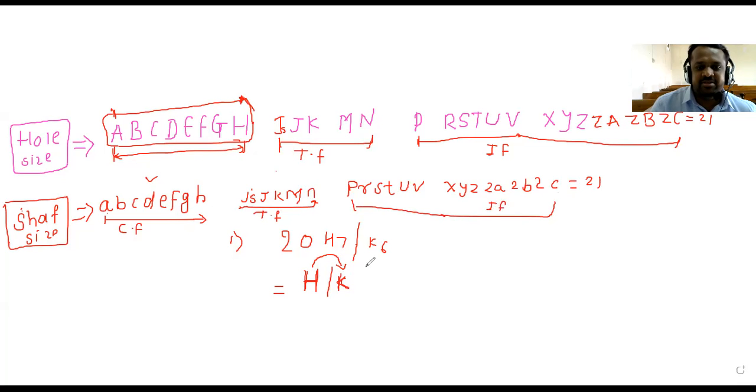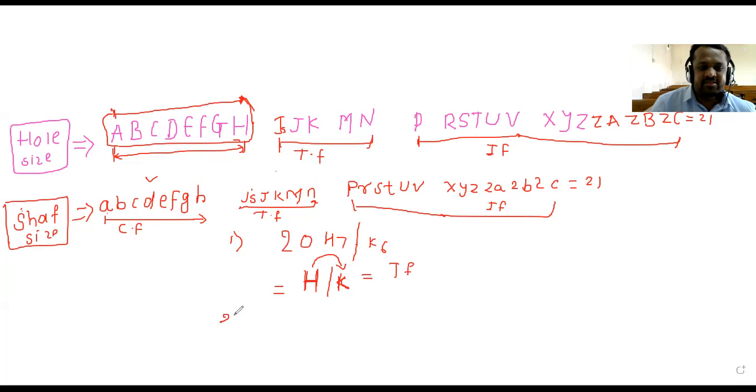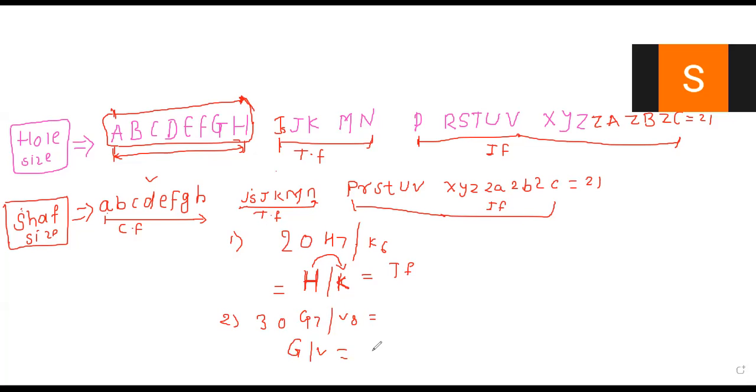Then tell me what is the fit? Transition. It is the transition fit. So the next example I will write down here. Suppose 30 G7 slash small p8. And tell me what is the fit? Interference. Why is it interference? Tell me how.